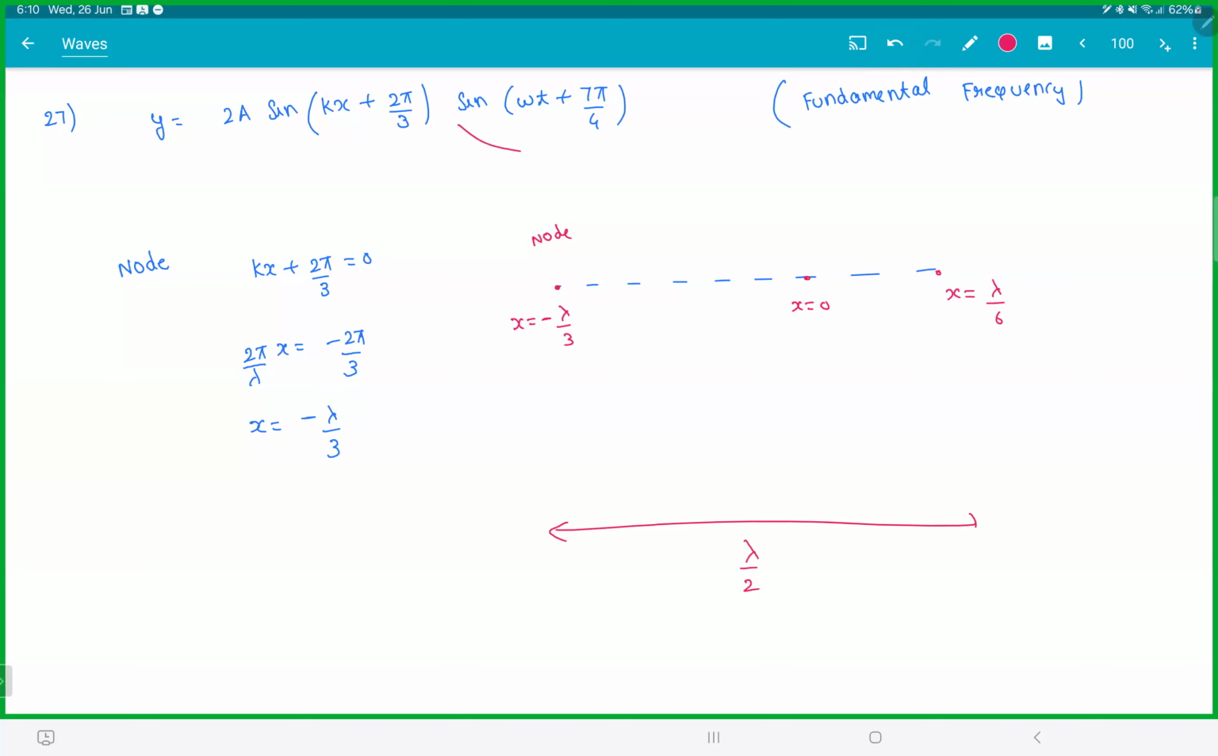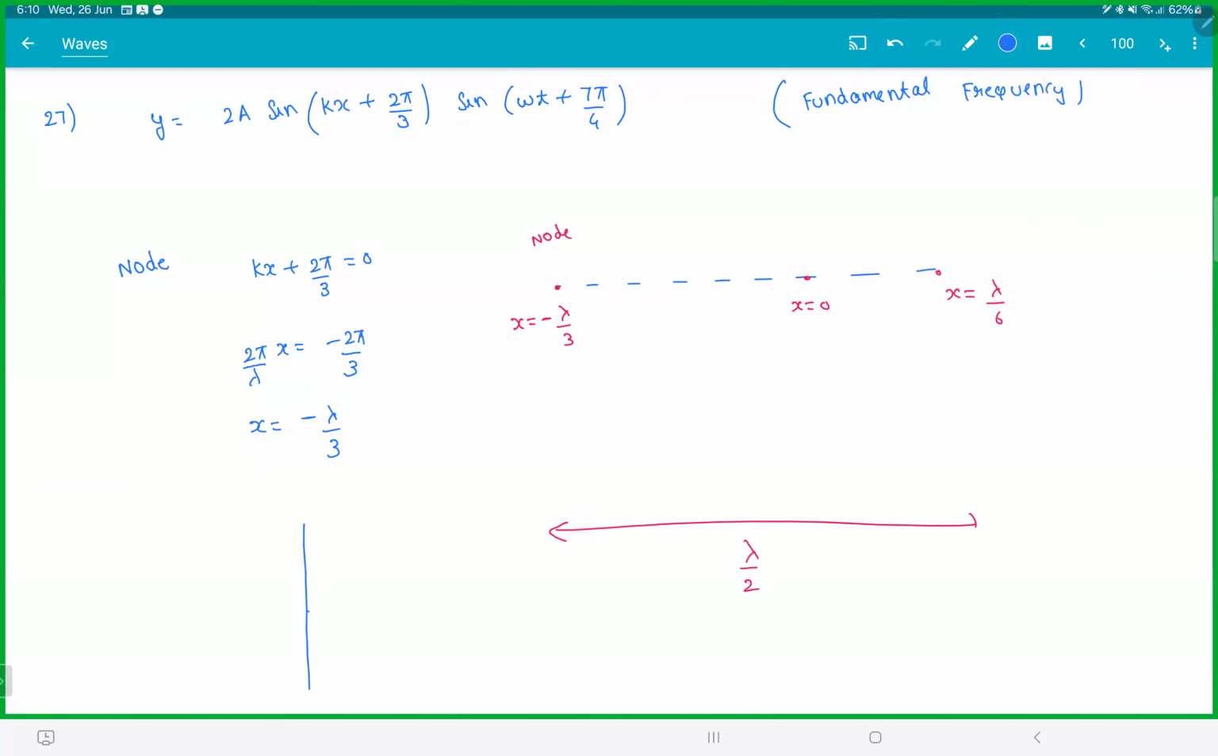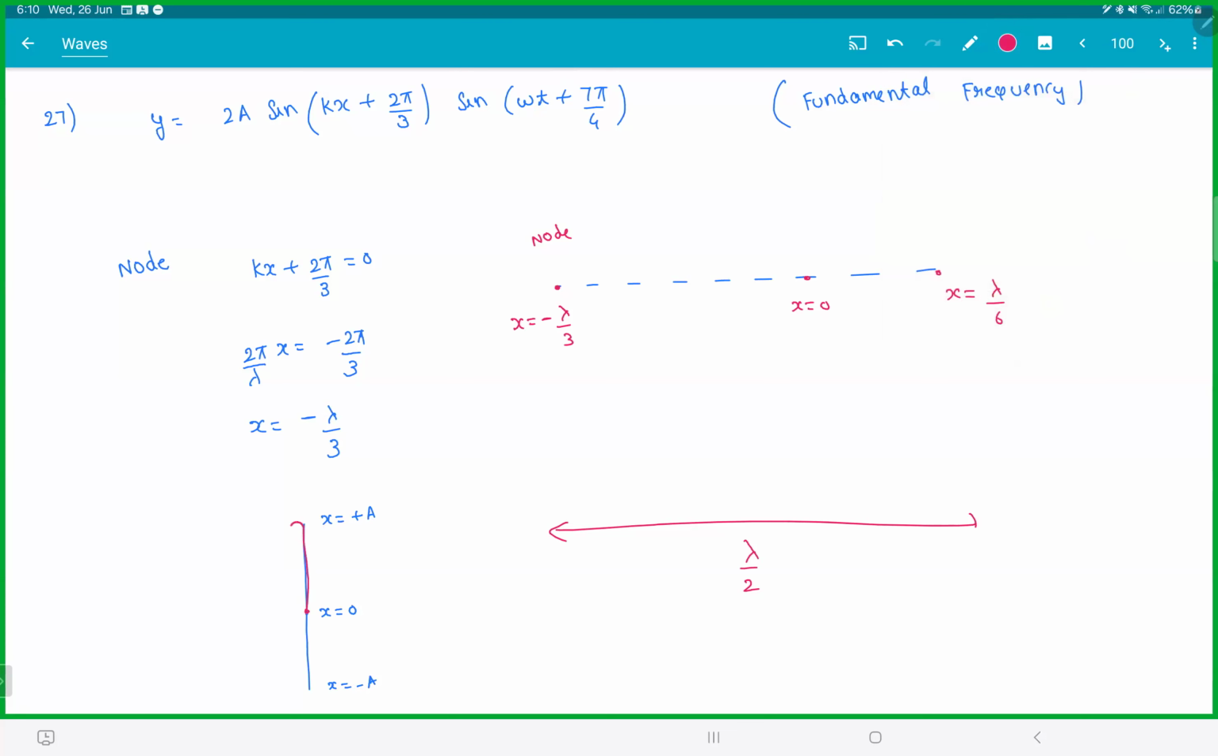And now this is literally SHM. 7π/4 means how is the particle oscillating? x = 0, x = +A, x = -A. 7π/4 meaning you went up, you came back, then you came back, and then you're going up. So the particle is at x = -A/√2 and it is going up. Meaning the string is like minus this. A by root 2, right? It was A by root 2.